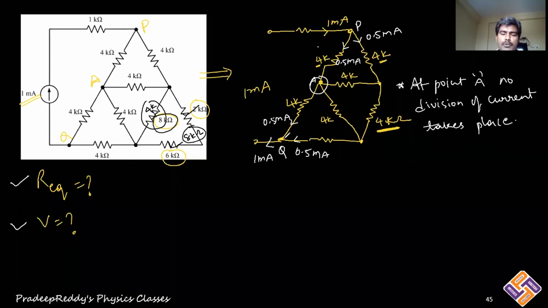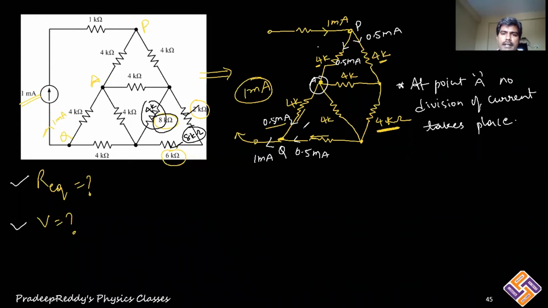Next, come to point Q. At point Q, the current which is entering should definitely become 1 milliampere. So whatever current is coming towards this Q, the same current should be coming to the overall circuit, and that should definitely be 1 milliampere. So in order to get 1 milliampere to this point Q, it should get 0.5 milliampere from this part and 0.5 milliampere from this part.